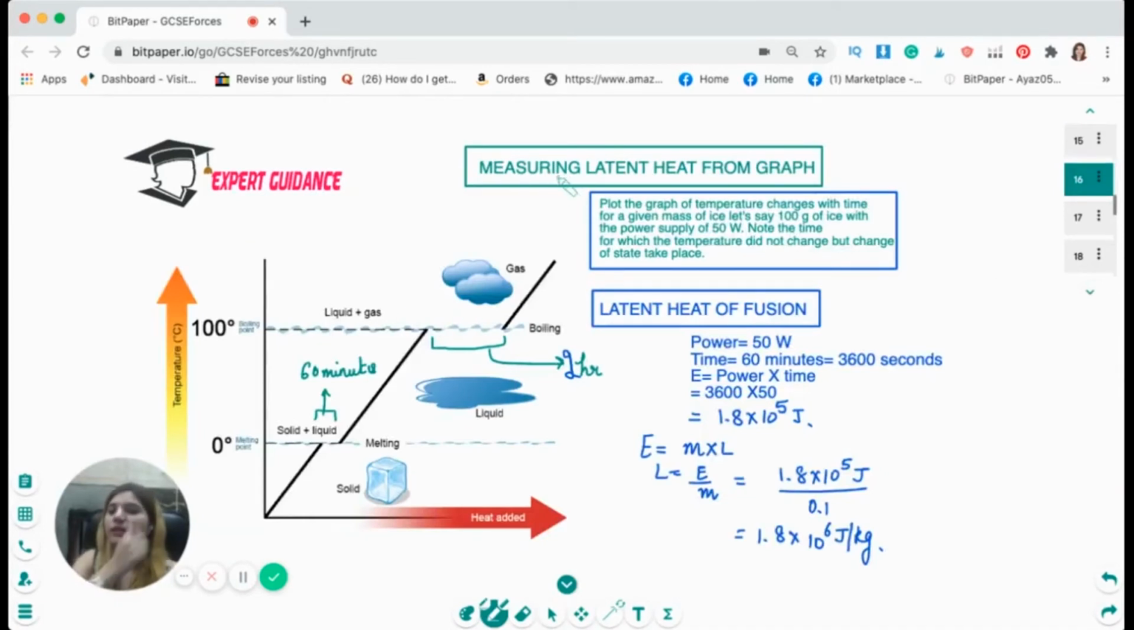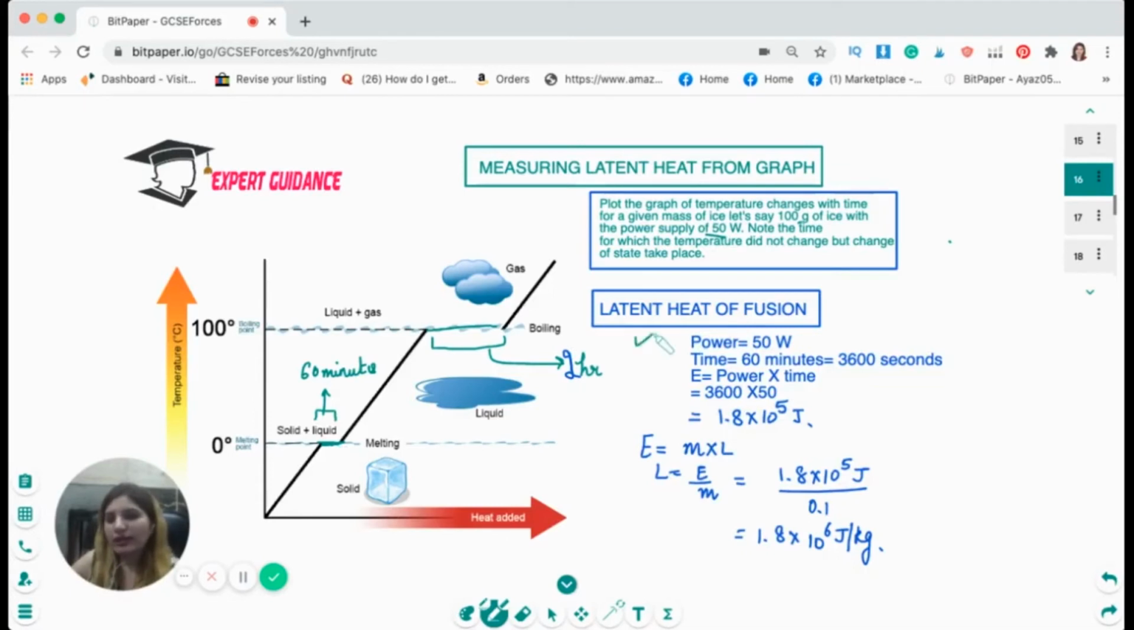Now we can also measure the latent heat from the graph. Now look at this question. You remember we just did this curve, and they have given us that from here to here, it takes 60 minutes to melt, 2 hours to boil. Okay, so first they ask us to plot the graph of temperature changes with time for a given mass of ice, say 100 grams. So the mass of ice is 100 grams and their power supply is 50 watts. They have given us the time, we have noted the time in the laboratory, and then we plotted this curve.